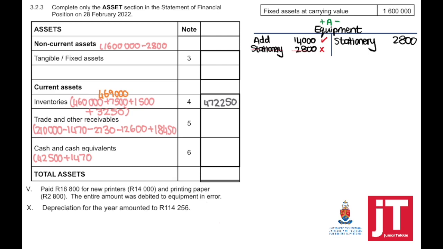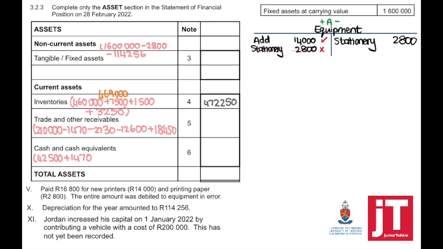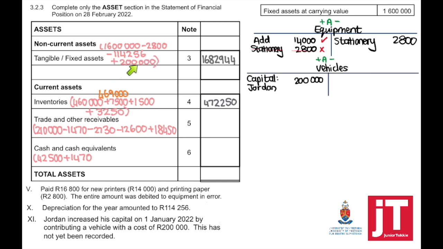Depreciation for the year amounted to 114,256. This will decrease your tangible or fixed assets minus 114,256. Jordan increased its capital on 1 January 2022 by contributing a vehicle with a cost of 200,000. This has not yet been recorded, which means vehicles will be debited plus 200,000 to our fixed assets. Now we can calculate our total non-current assets with regards to our tangible assets and fixed assets.